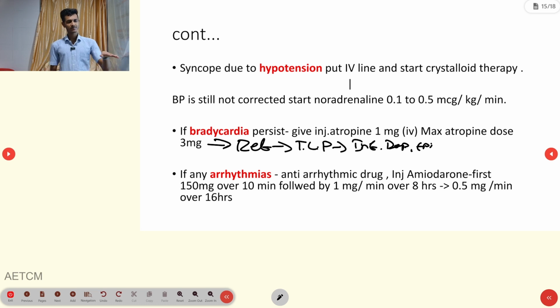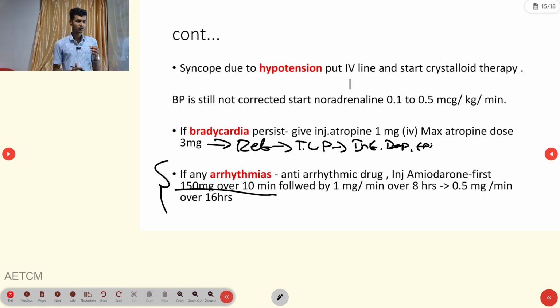So arrhythmias. If the person has an arrhythmia, then we suggest an anti-arrhythmic drug. For that we are using amiodarone, right? The first dose we have to give is 150 mg over 10 minutes, followed by 1 mg per minute for 8 hours, then 0.5 mg per minute for 16 hours. The 8 or 24 hours we are not going to give in the pre-hospital setting, just for remembrance. Anyway, the first 10 minutes we can follow: 150 mg over 10 minutes.